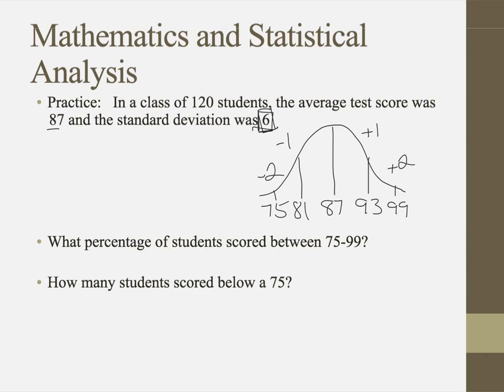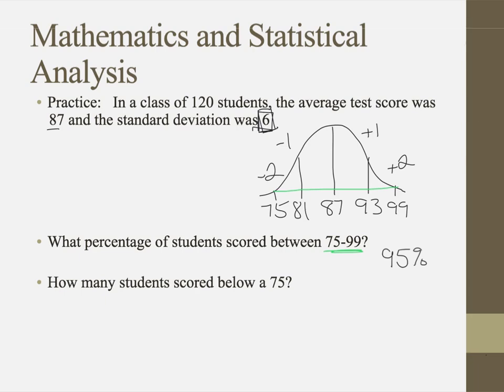Okay, so now let's answer some questions. First question, what percentage of students scored between a 75 and a 99? Okay, 75 and 99 is here to here. So that's within +2 or -2 of the mean. And we know that +2 or -2 standard deviations from the mean incorporates 95% of the data. That's just the rule.